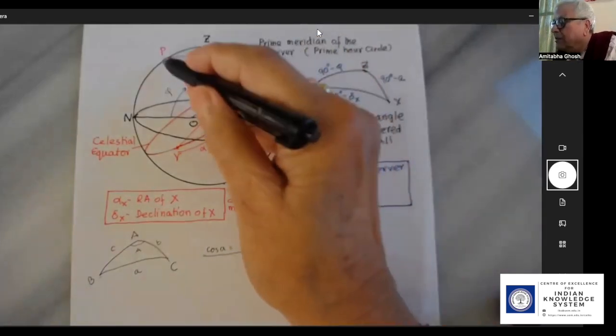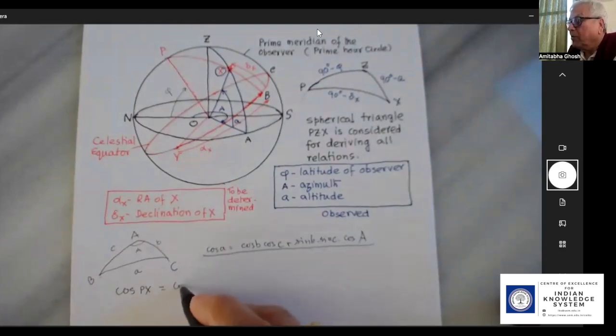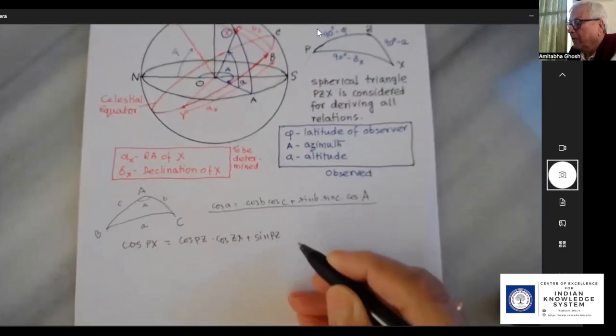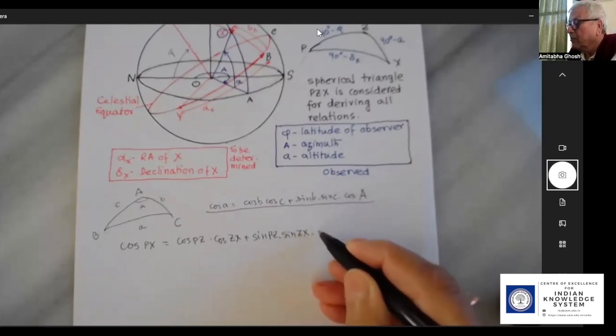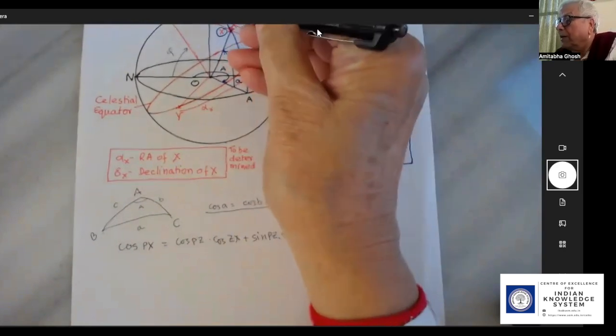So let us consider this. Say cosine of Px, the object. Cosine of Px will be equal to cosine of Pz into cosine of Zx plus sine Pz into sine Zx into cosine of, now this is the Px you are taking, so this is what angle?